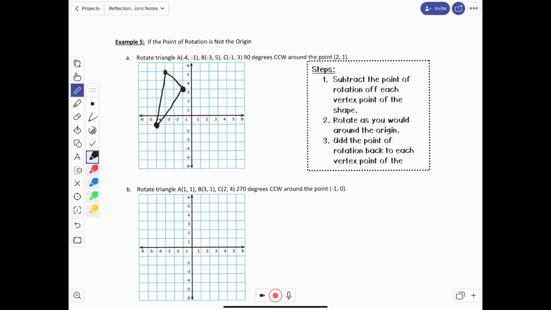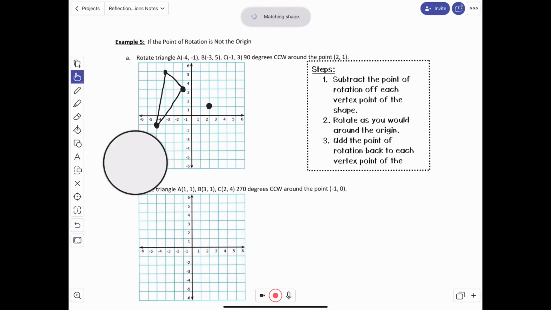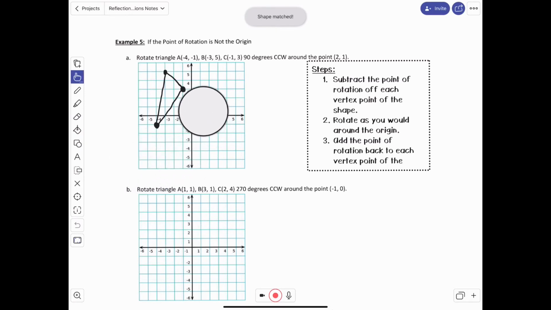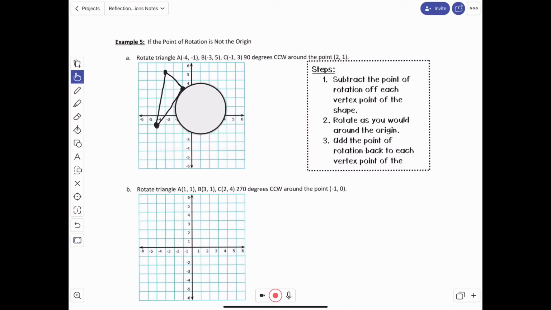And we're going to rotate it around the point 2, 1. Okay? So basically, we're rotating it around this circle here. All right. So basically what I'm doing is rotating that point around that circle. That's kind of what we're wanting to do.